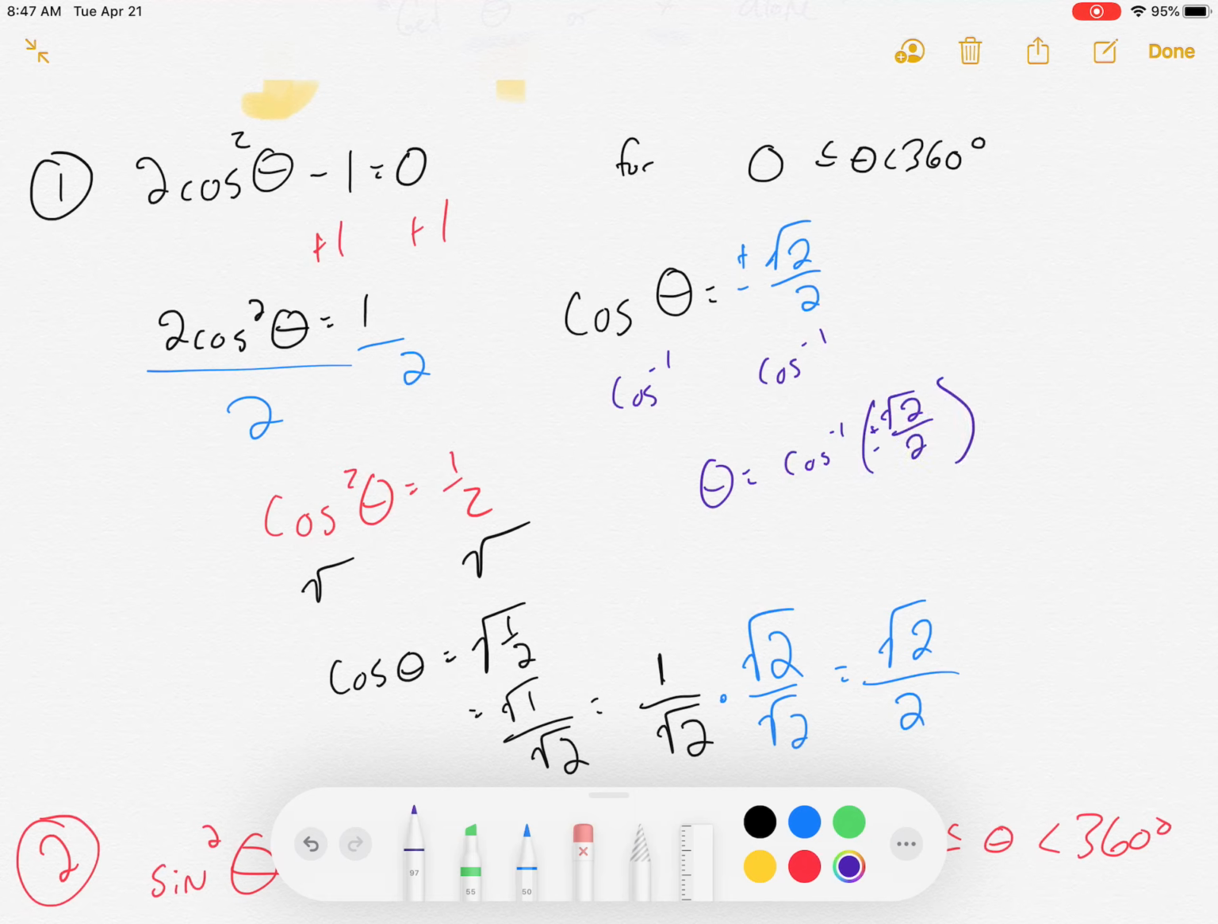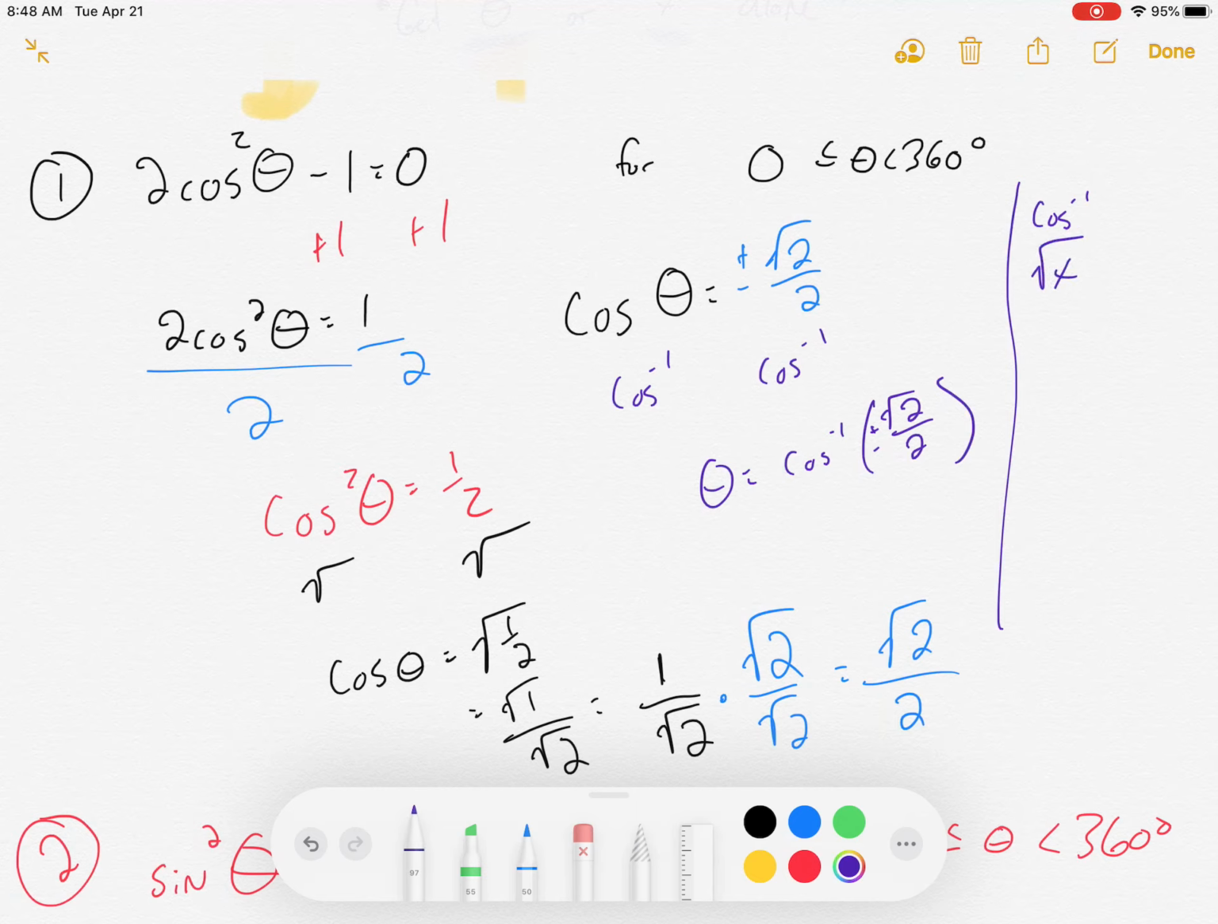So we get theta equals the inverse cosine of square root of 2 over 2, and it is plus minus. However, that plus minus we won't type in. So on that calculator, these are the buttons you need to press. I will write them down right here. You'll press the inverse cosine button.